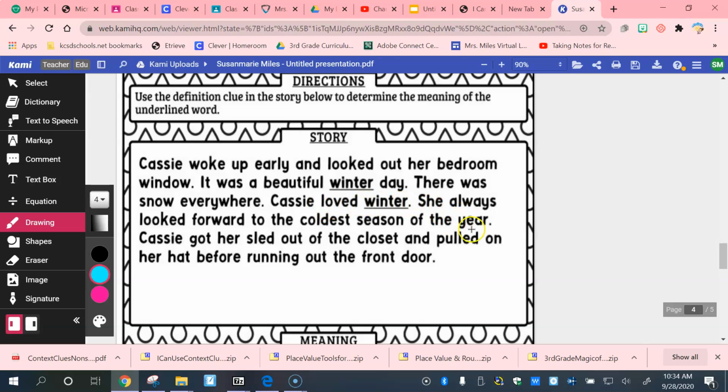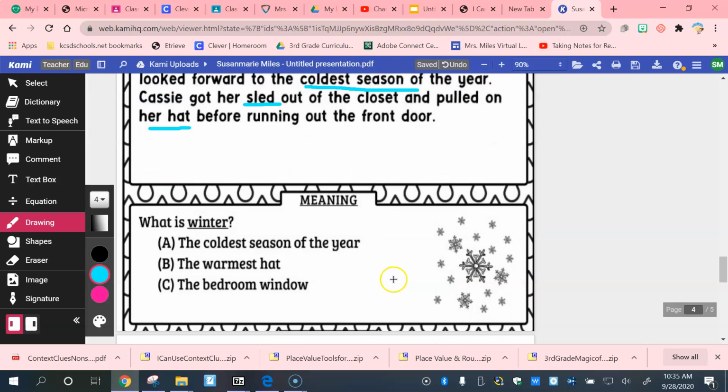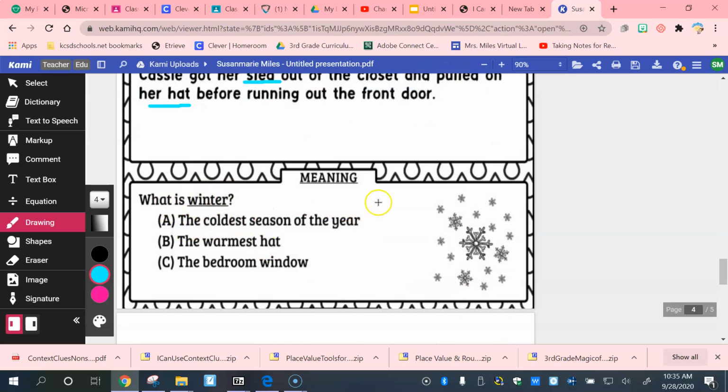So Cassie loved winter. She always looked forward to the coldest season of the year. She got out her sled, she pulled on her hat, and she would go outside. And she said there was snow everywhere. So let's see about what winter is. We probably know what winter is because of our schema, our background knowledge that we talked about last week. But for this sake, let's go ahead and just read through and talk about it. So she loved winter, and it's telling you it's the coldest season. She gets out her sled for the snow and wears her hat, probably so she doesn't get cold. That's my inference. So what is winter?